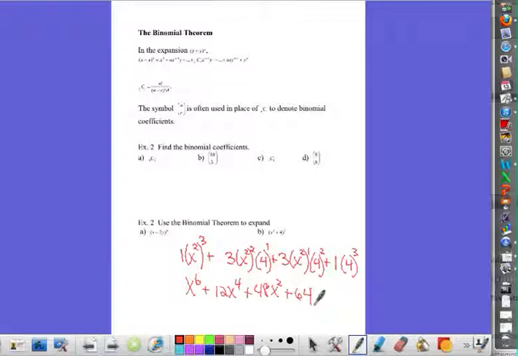Alright, letter B, when you're ready, you do your 1, 3, 3, 1. Then it would be x squared being cubed, x squared being squared times 4 to the 1st. Then you have your x squared to the 1st, 4 squared, and then a 4 cubed. So remember, a power to a power, you multiply the exponents. So my x squared being cubed is x to the 6th. Okay?